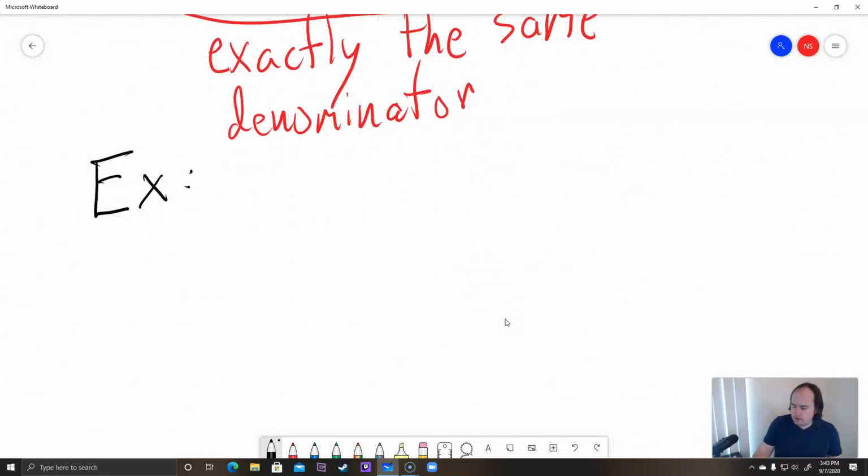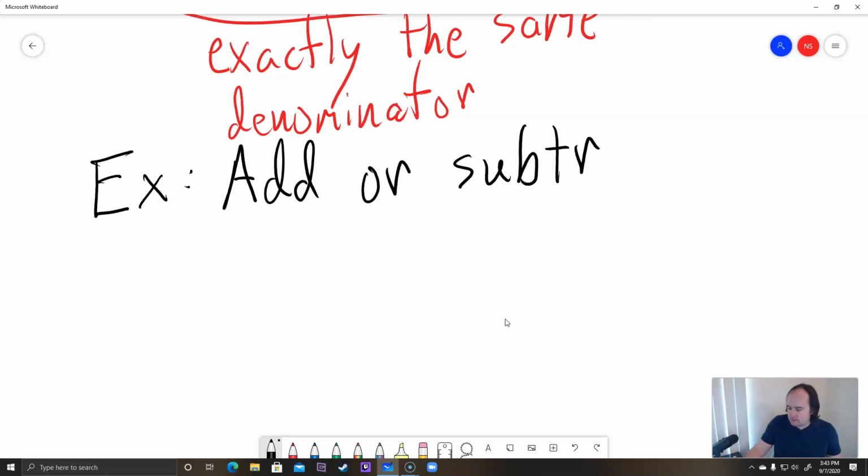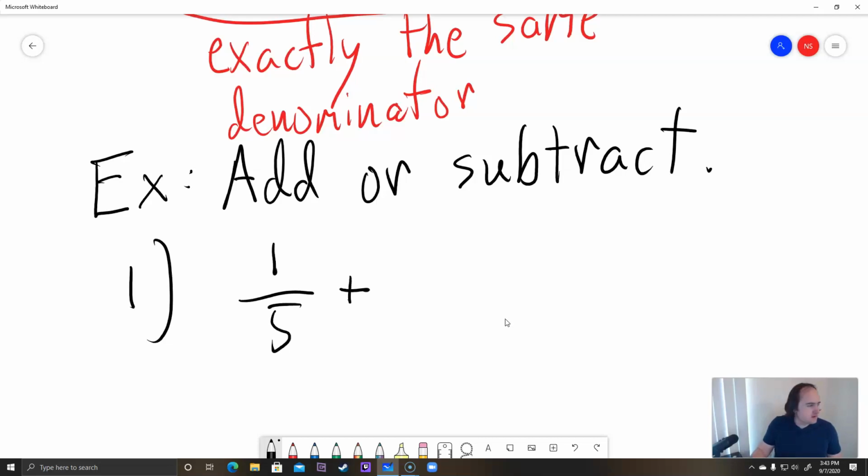The instructions here are add or subtract. All right, and for problem number 1, we're going to do 1 over 5 plus 2 over 5.